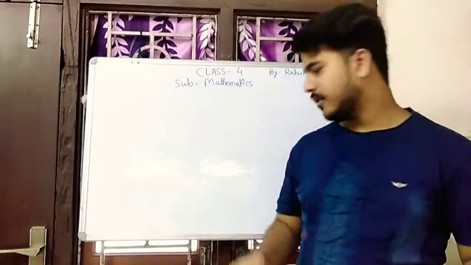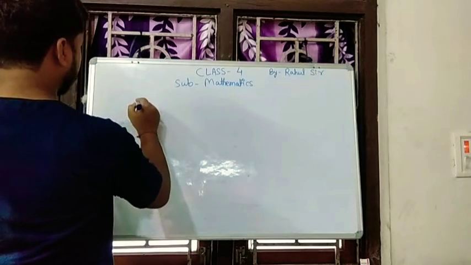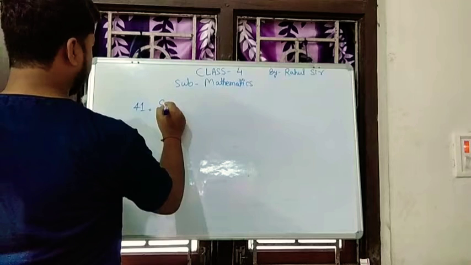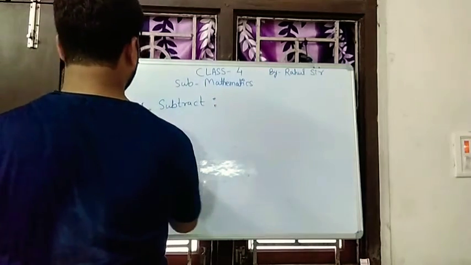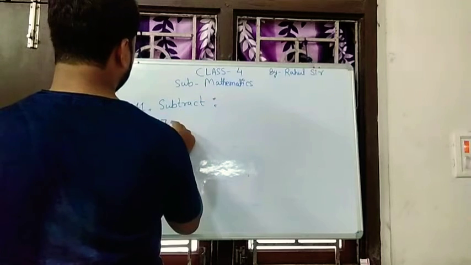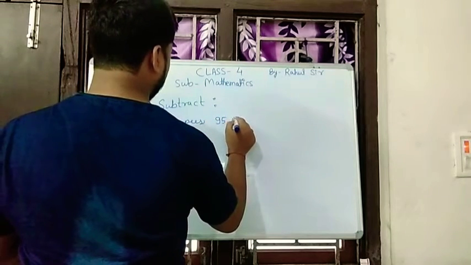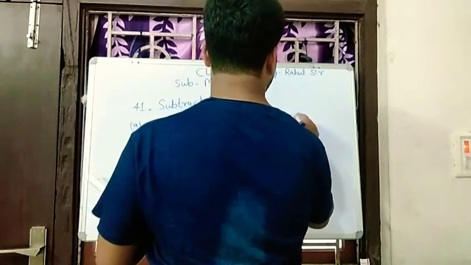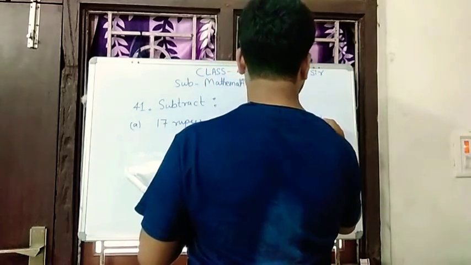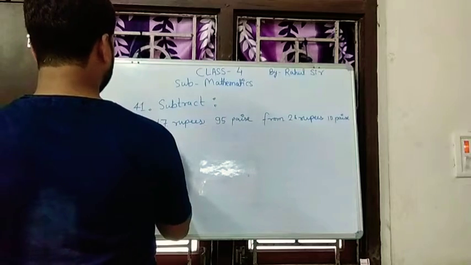Right now come to the question number 41. Subtract 17 rupees 95 paise from 26 rupees 10 paise. And now this is the time to solve it.